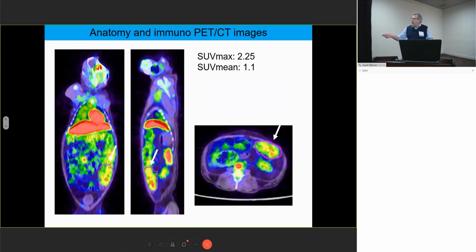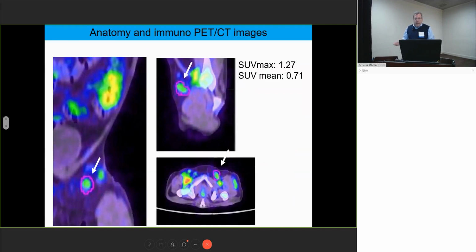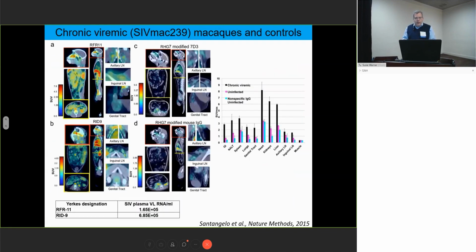Just to note, this is an example of a region of interest that was basically detected around a region of the descending colon. I just give you an example of what this looks like in 3D, and you can measure SUV max and mean. This is for the spleen, so you can easily do that. And this is for an inguinal lymph node. So this is sort of the process that you have to go through. We'll talk about how total gets calculated in a second.